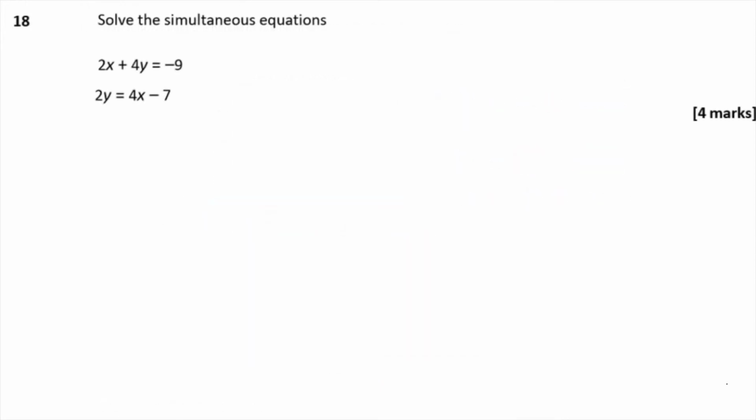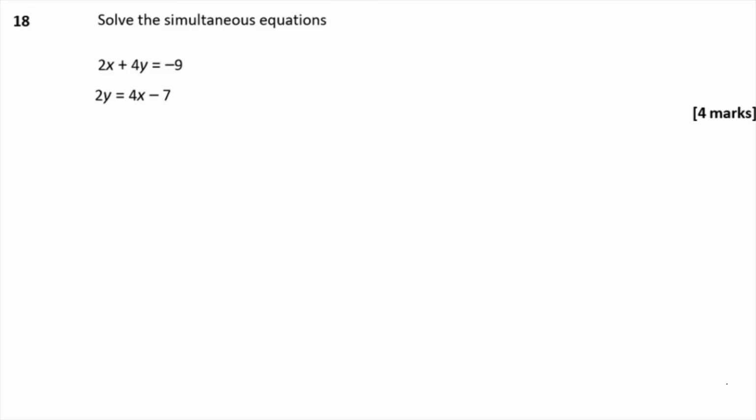Okay. Question 18. Solve the simultaneous equations 2x plus 4y equals minus 9 and 2y equals 4x minus 7. Okay. Now these are just linear equations in x and y, so probably the easiest way of solving them simultaneously is by elimination. But they're not written in a way that makes elimination so straightforward.